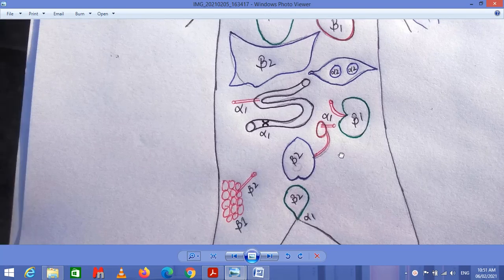Now coming towards the next one, this is adipose tissue.